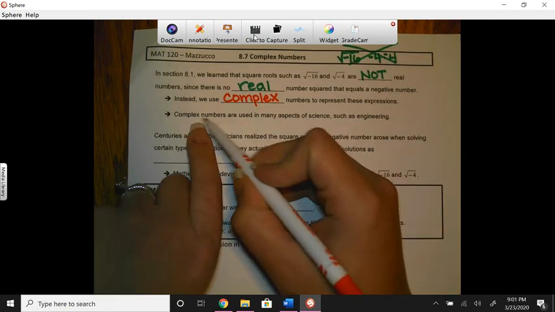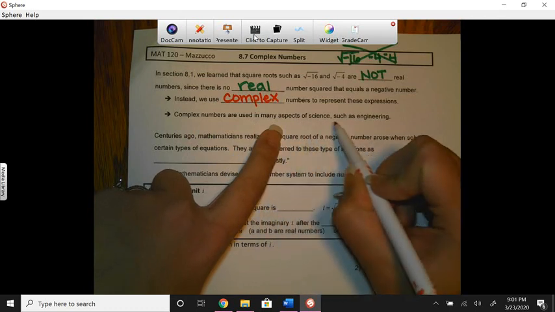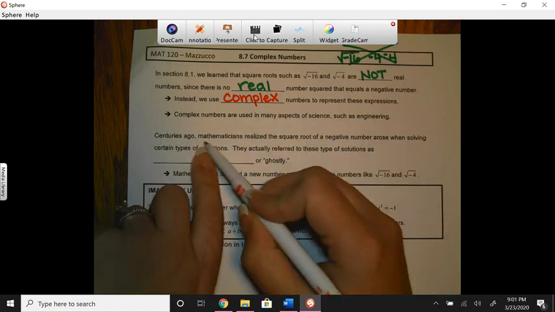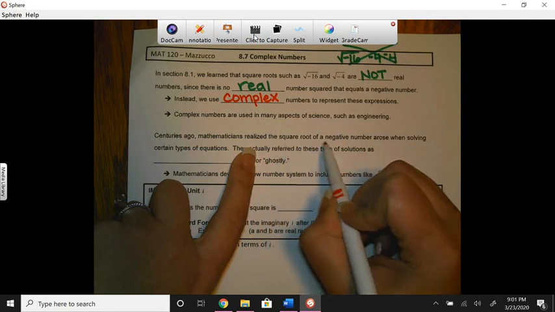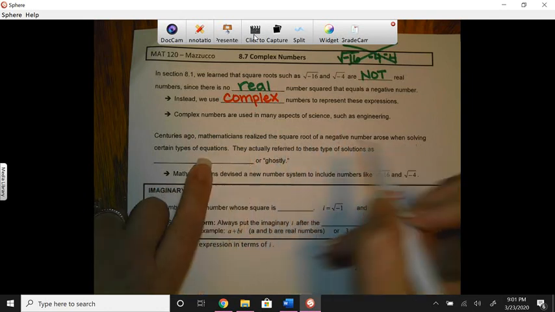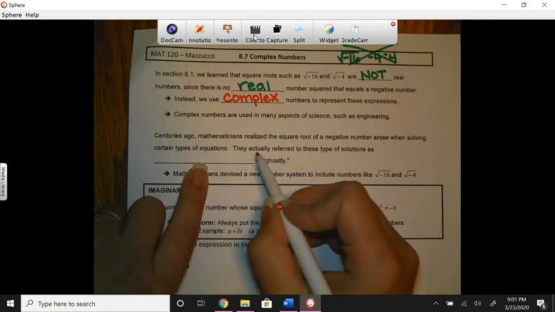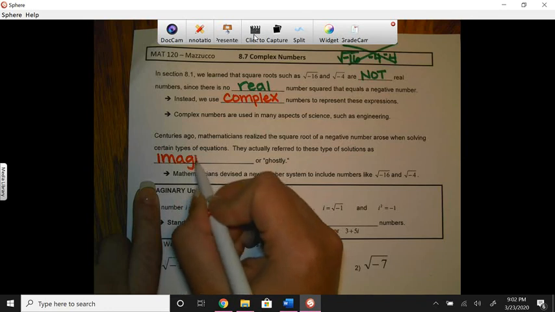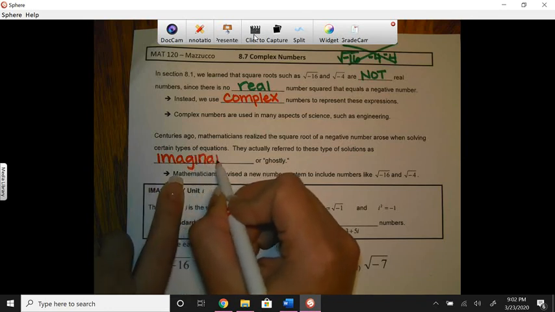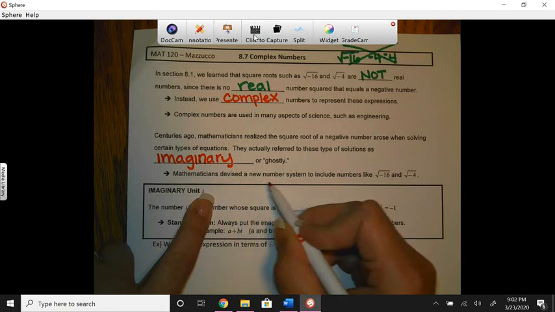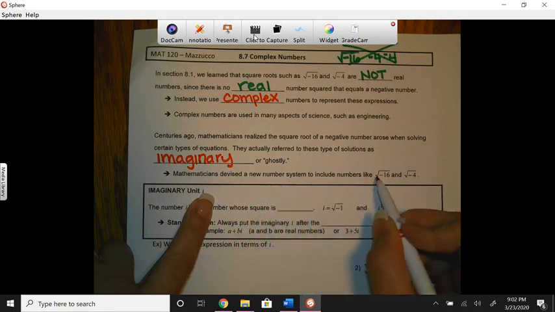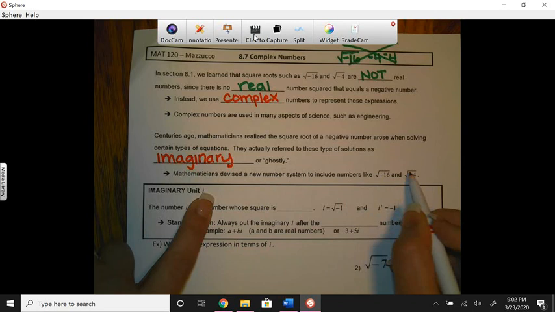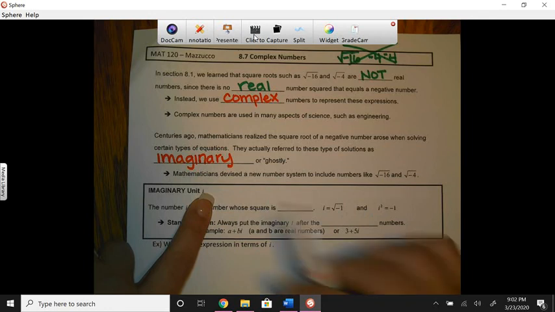So complex numbers are used in many aspects of science, such as engineering. Centuries ago, mathematicians realized the square root of a negative number arose when solving certain types of equations. They actually referred to these types of equations as imaginary or ghostly. Mathematicians devised a new number system to include numbers like the square root of negative 16, the square root of negative 4.